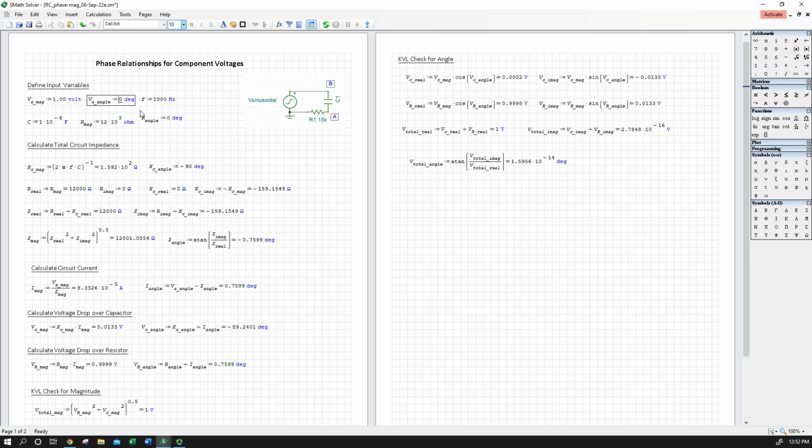I'll go ahead and try that. I haven't tried that before, so you're the first. So 30 degrees. So we're seeing that's a good check. So basically we just confirmed KVL for angles. If we used a 30-degree source convention, we saw that the angles of our voltage drops over our components confirm that.